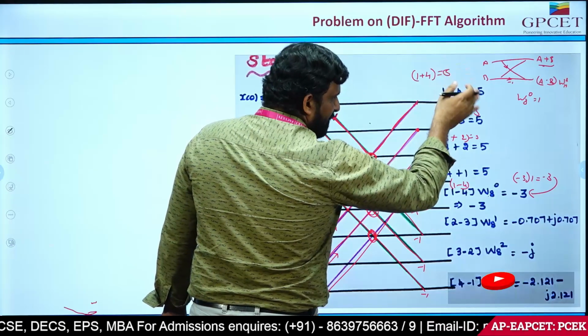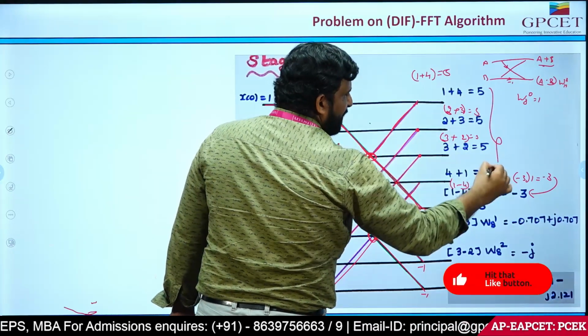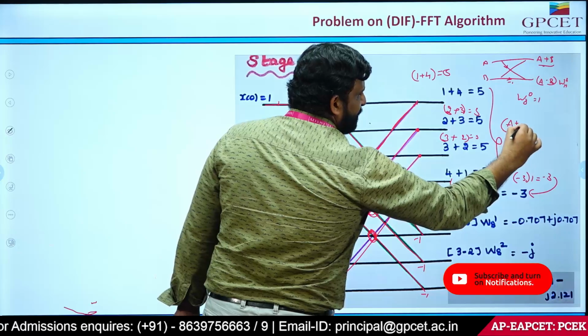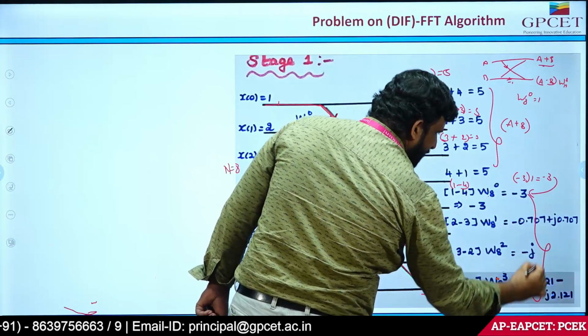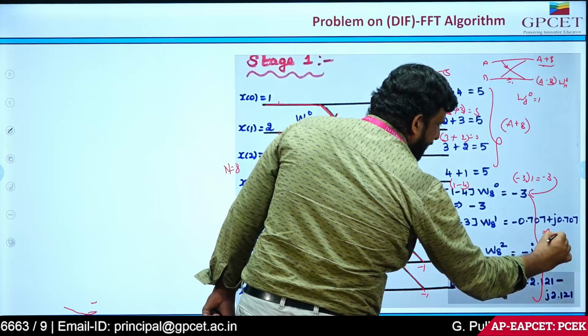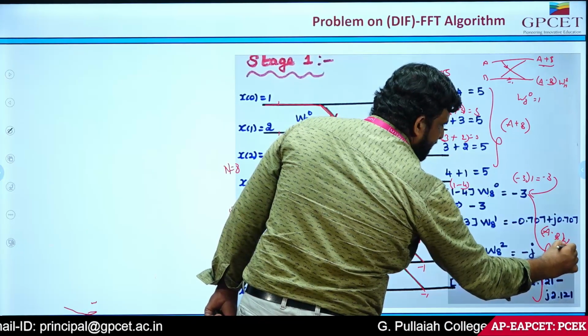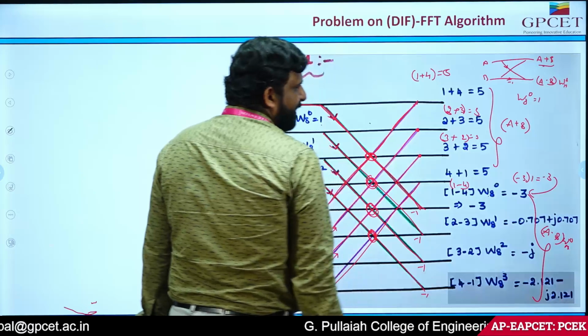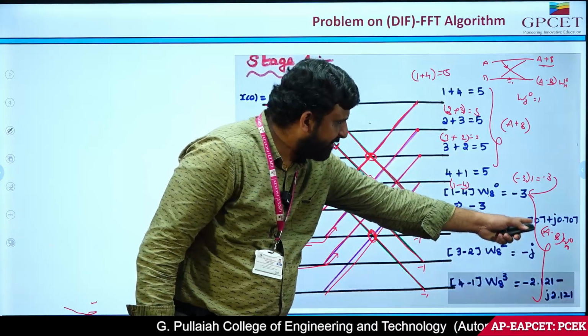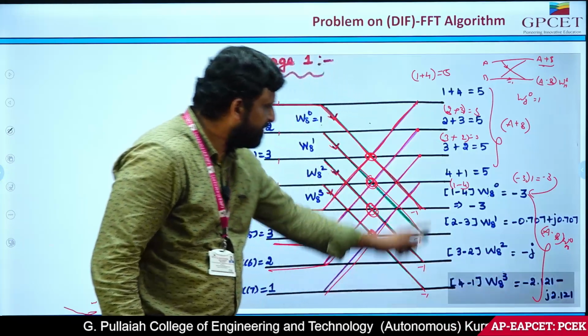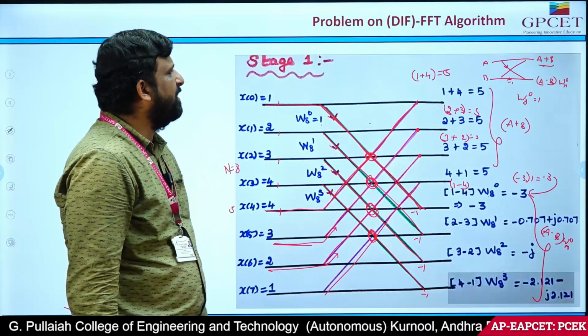So, like this, the first upper part will all be a plus b, and the remaining next 4 values will be a minus b into Wn to the power of 0. By calculating like this, we are going to get the values 5, 5, 5, 5, 3, minus 7.707 minus j, and so on. So, this is the first stage of this particular problem.